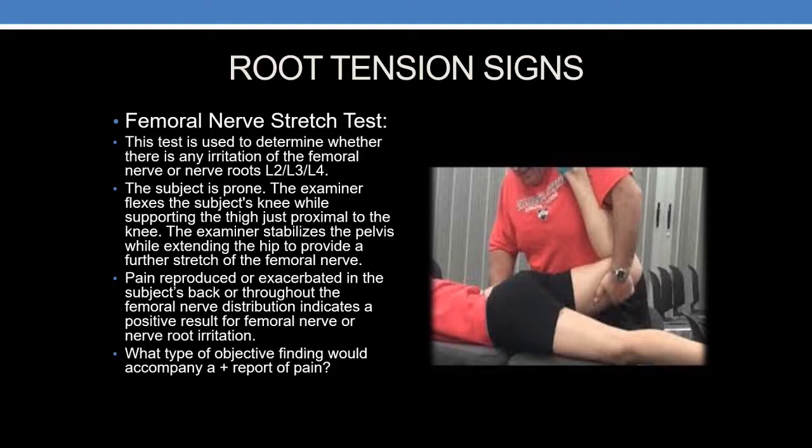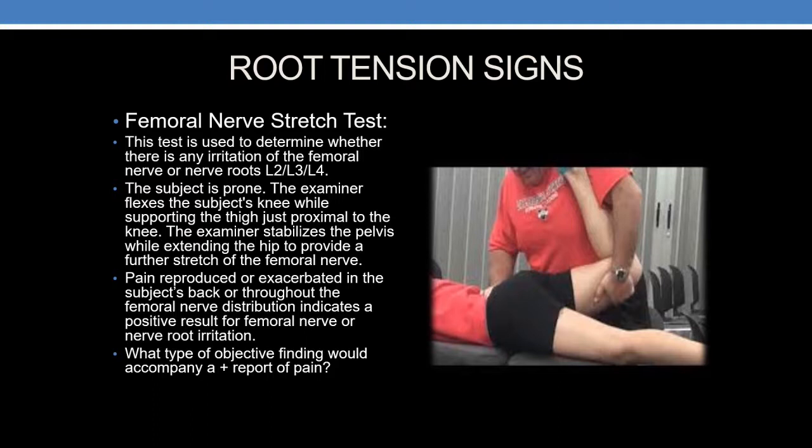roots. So in the case of radiculopathy of any of those nerve roots, the positive finding would be pain either reproduced or exacerbated in the back, or throughout the distribution of the femoral nerve would be considered a positive finding.